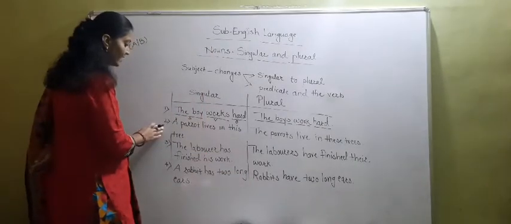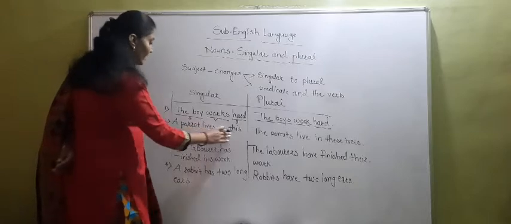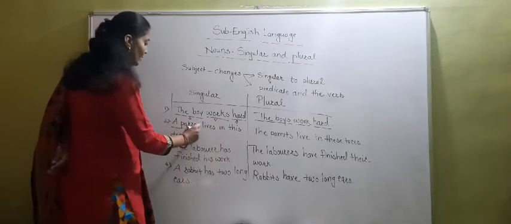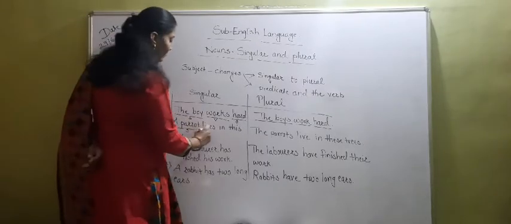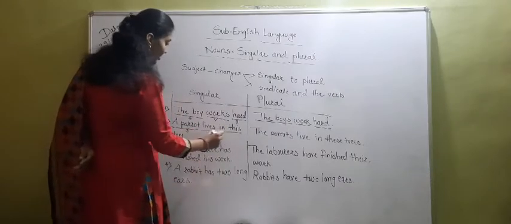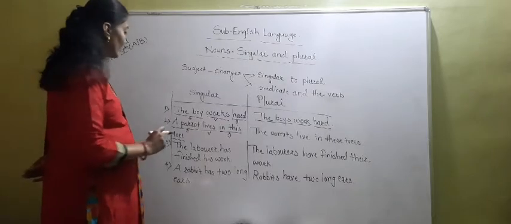Now see this sentence, sentence number 2. A parrot lives in this tree. Now in this sentence, which is the subject? Parrot. Parrot is the subject. Lives is the verb. In this tree is the object. Okay. Now listen carefully, students.